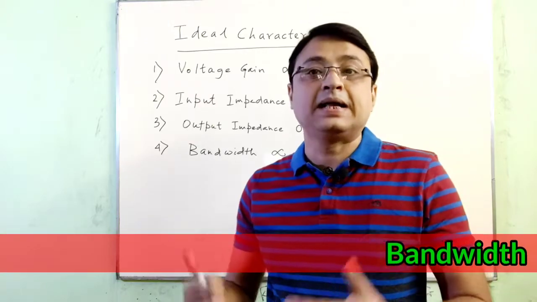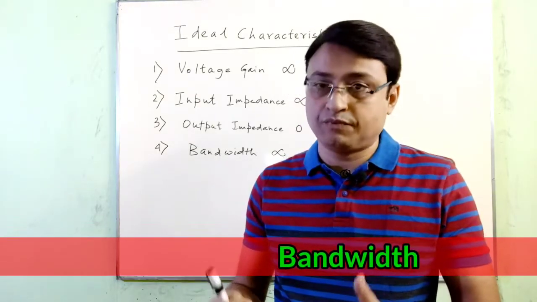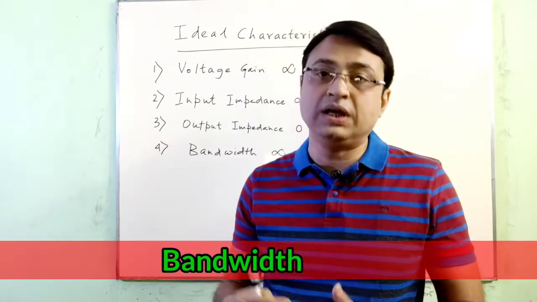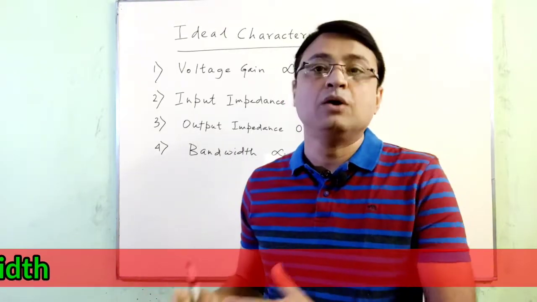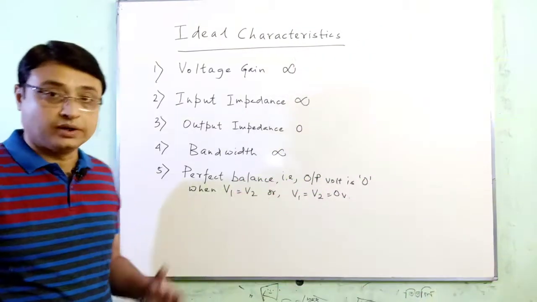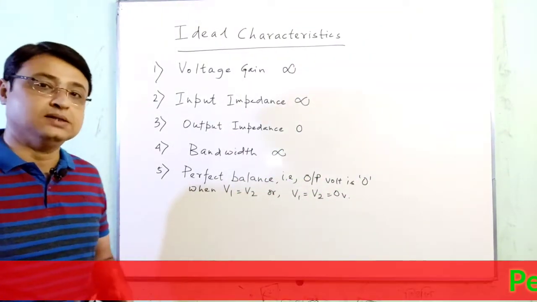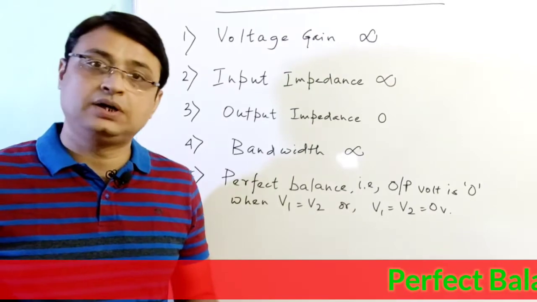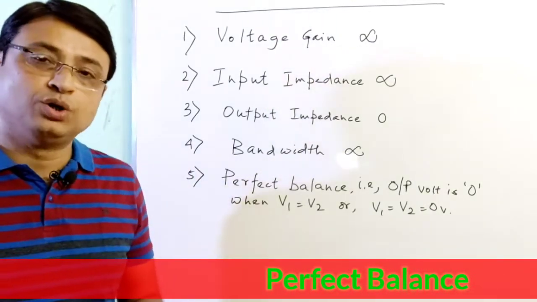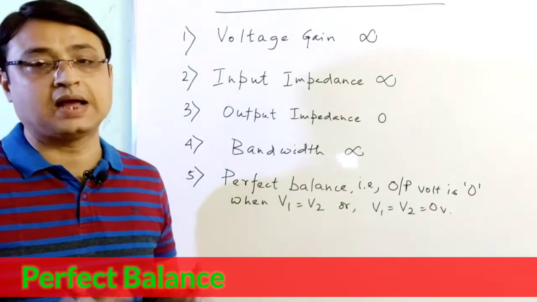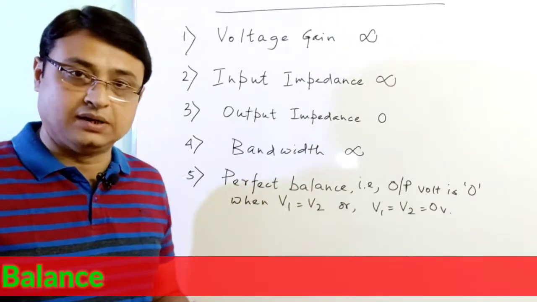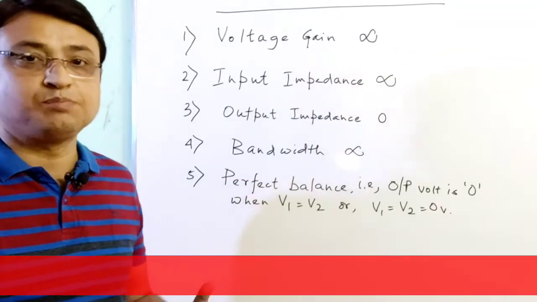That means that any signal ranging from frequency 0 Hz to infinity Hz can be amplified by an op-amp without attenuation. Now the next point is perfect balance. That is, the output voltage of an op-amp will be 0 if equal voltages or 0 voltages are applied at the input terminals. Now let's elaborate this point further.